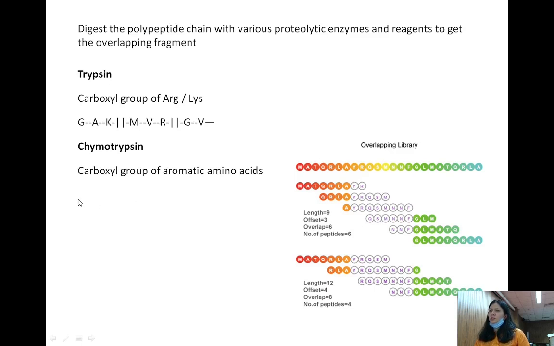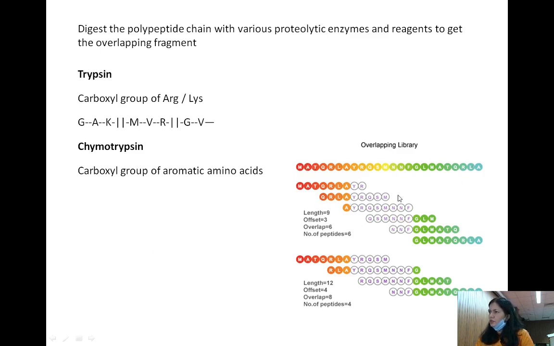Cyanogen bromide. Cyanogen bromide will break the peptide bond which is formed by methionine. So you can break these peptide bonds which are present inside the polypeptide chain by using either the endopeptidases, or you can break them by using chemicals like cyanogen bromide. Clear? Then when you break this polypeptide chain, what will you get?